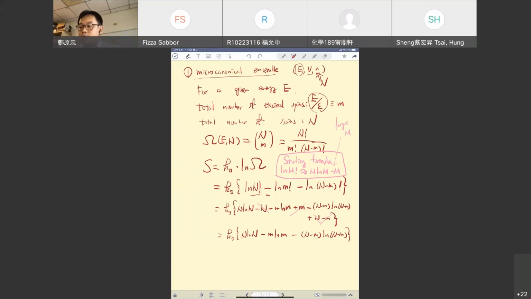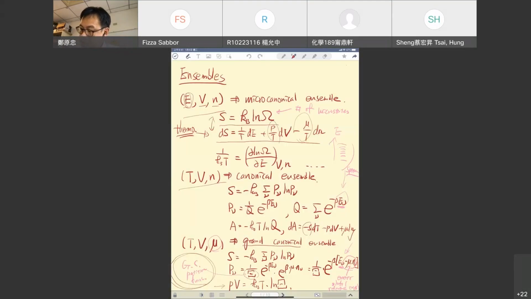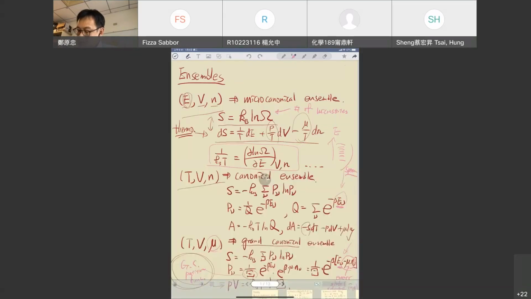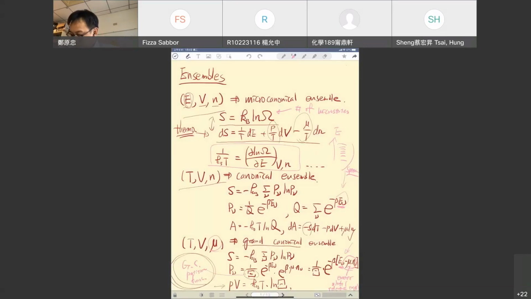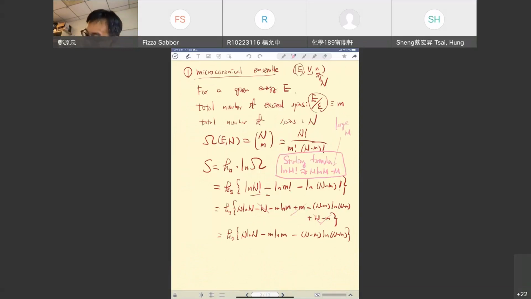So next thing we want to do is to calculate some thermodynamic variable. And so what can we calculate? We want to know the temperature, right? So how can we calculate temperature? By partial natural log omega, partial E. So one over T, inverse temperature, will be partial S partial E at fixed n in this case. Fixed n is actually the large n, the total number of spins. So partial S partial E, we have this.